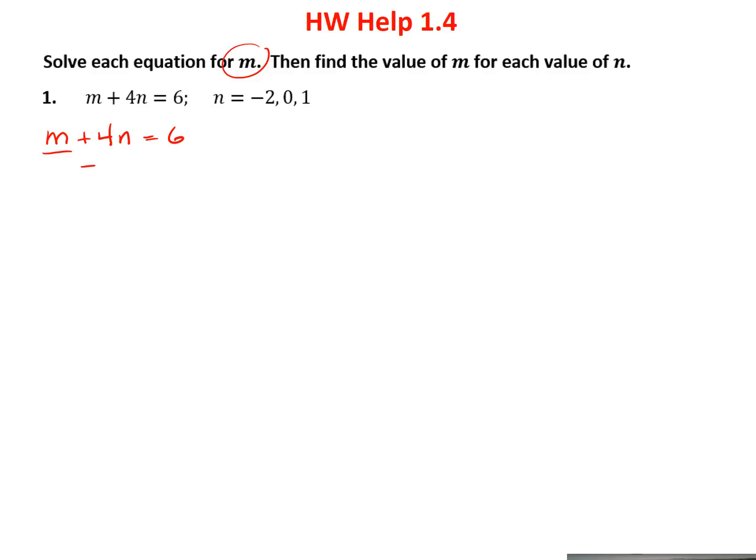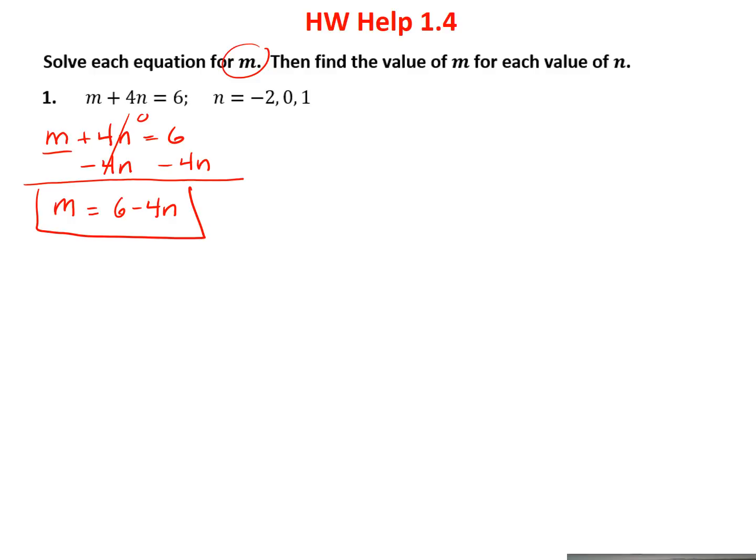So I'm going to subtract 4n from that side. And whatever I do to one side, I have to do to the other. And I use the subtraction property of equality. So 4n minus 4n is 0. That leaves me m equals 6 minus 4n. That's my solution. That's the first part. I've solved the equation for m.